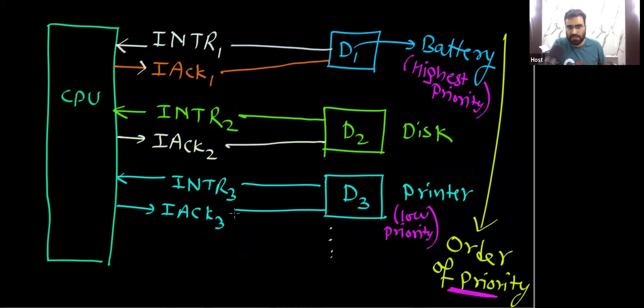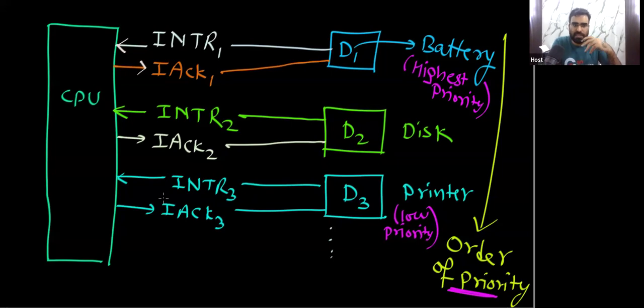So why do we connect the devices in the order of priority? Is that point clear? But what is the problem in this solution? This solution looks very beautiful, right? Yes, this looks like a good solution, but what is the problem in this solution? Can anyone suggest? There is a very big problem in the solution. What is that?